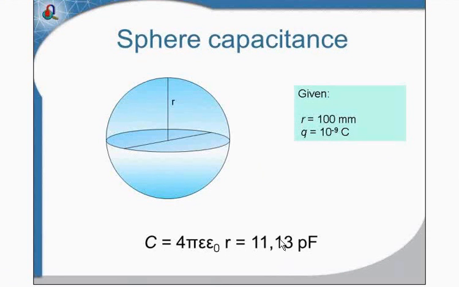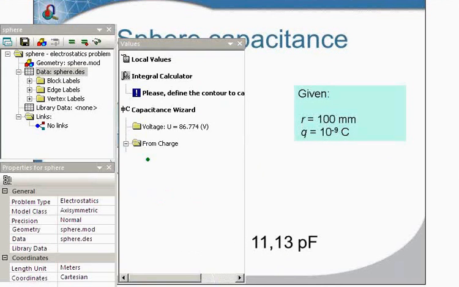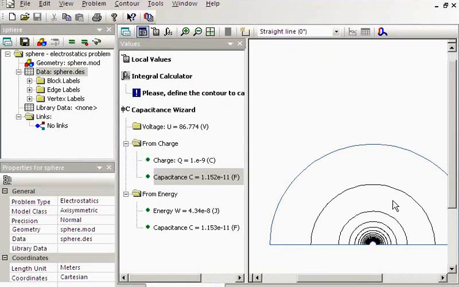The difference is caused by the close location of the external boundary. The calculation area is artificially compressed. If we move the boundary further away, we will surely get better agreement with the theory.